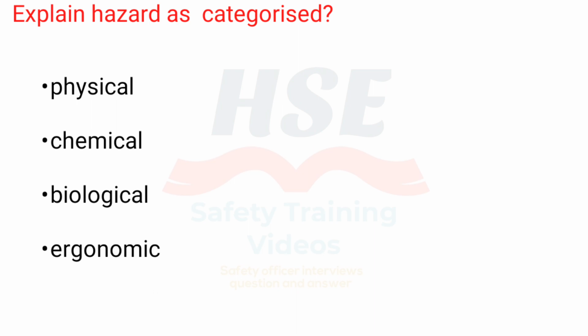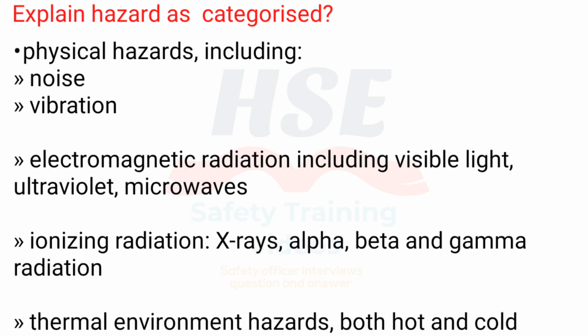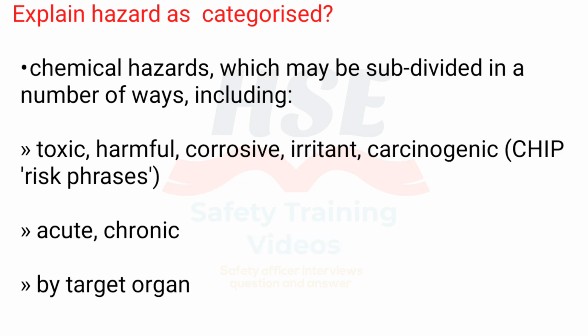Explain hazard as categorized: physical, chemical, biological, ergonomic. Physical hazards, including noise, vibration, electromagnetic radiation including visible light, ultraviolet, microwaves, ionizing radiation, X-rays, alpha, beta and gamma radiation. Thermal environment hazards, both hot and cold.